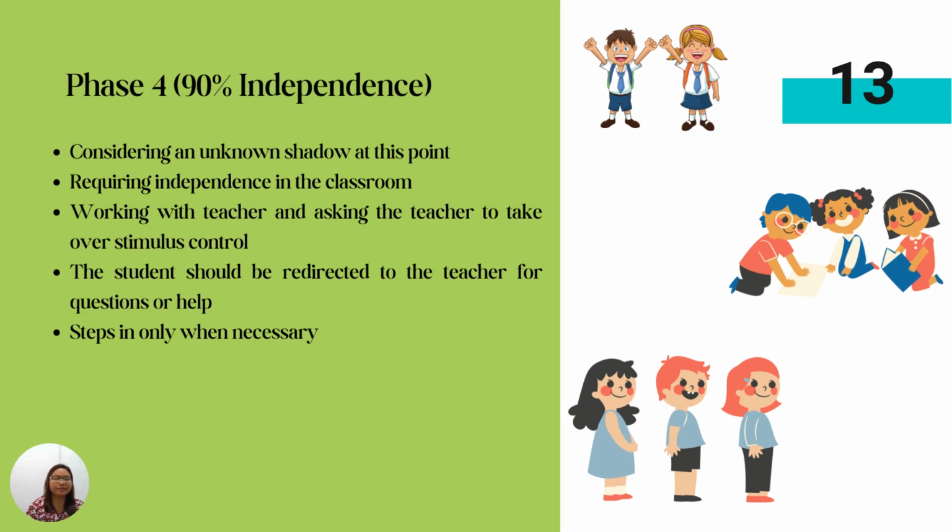So in this phase, considering an unknown shadow at this point and requiring independence in the classroom, the school shadow will be working with the teacher and asking the teacher to take over the stimulus control. The student also in this phase should be redirected to the teacher for questions or help, and the shadow should step in only when necessary. Prompting only when necessary and immediately pull back.